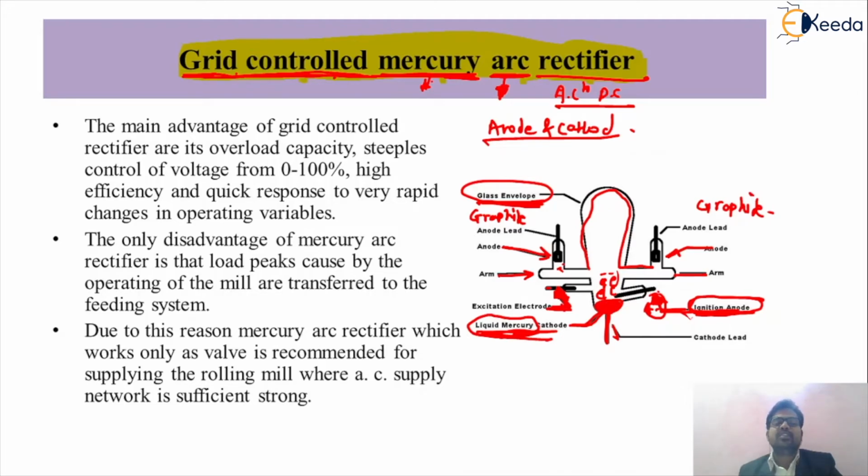So we are giving the positive supply to the anode and negative to the cathode. This cathode material will liberate the maximum number of electrons, and these electrons move towards the anode, because the anode has a positive polarity and the cathode has a negative polarity. So these negative electrons are attracted towards the anode.